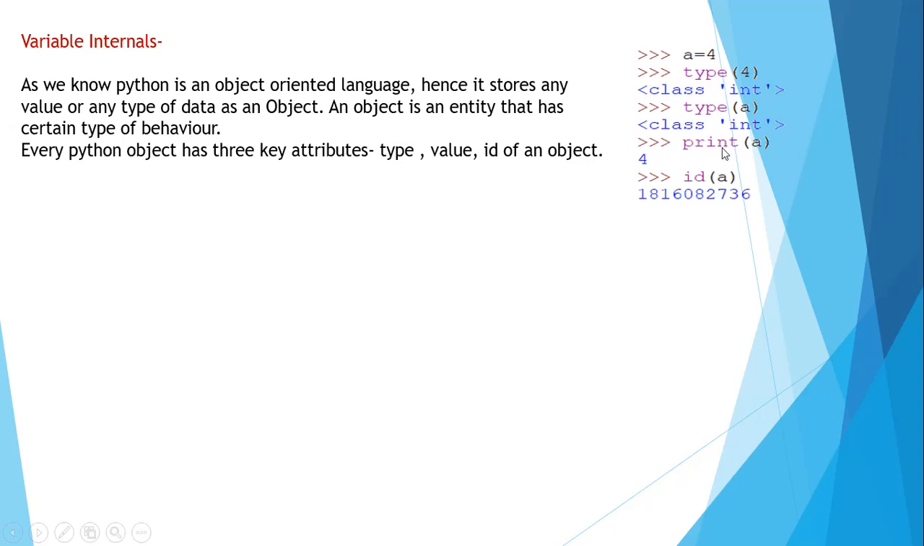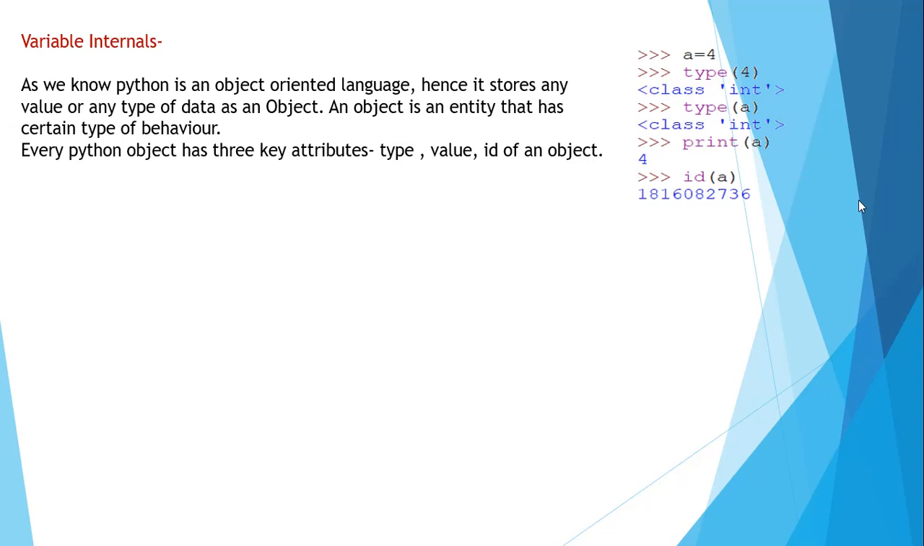Okay, and when you write print a, that means it is going to print the value of a, so the value of a here is 4. Okay, and when you write id of a, it is going to return a memory address. So you can say that in this example a is an object, and the type of the object is integer, the value of this object is 4, and the id of this object is this particular entry, that is the physical memory address of this number 4 at which Python has located it. Okay, I think it is clear to you that whenever you talk about a Python object, it should have these three key attributes, that is the type, the value, and the id of an object.